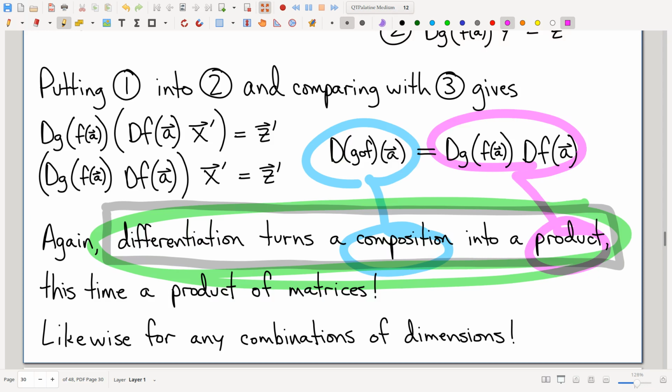Is that satisfying? Everybody see the analogy, the very strong analogy here?